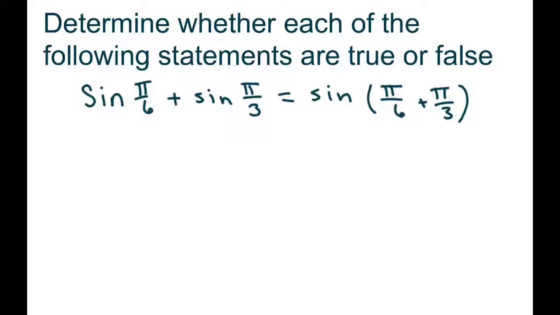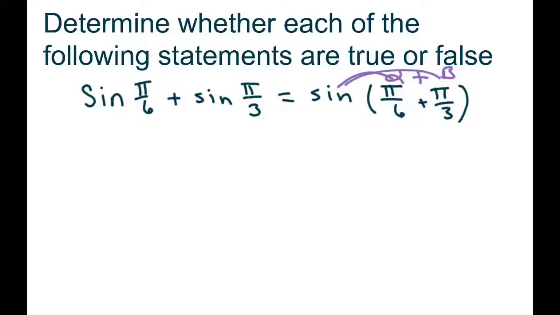We're going to determine whether each of the following statements are true or false. So right away you should know that this isn't true because you can't distribute that like this. We have two separate angles, alpha plus beta, and we'll go over that in just a minute, but let's just prove that it's not by filling in the values.